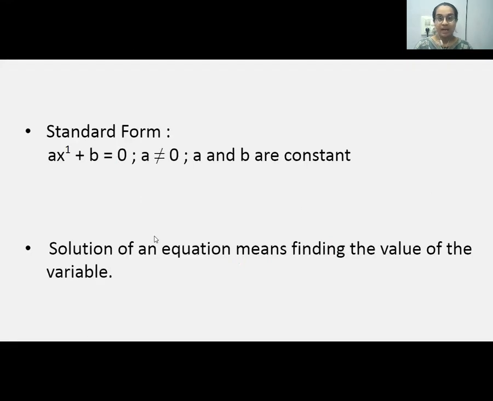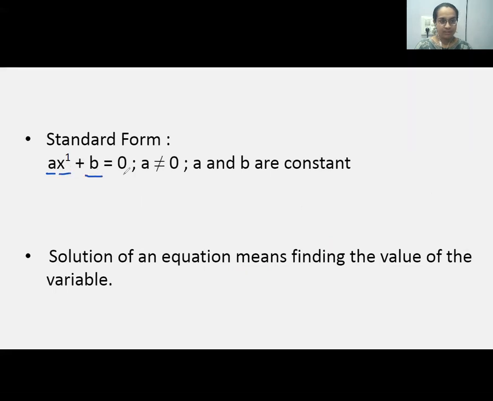Moving to next, how we can write it in the standard form. Standard form, ax raised to 1 plus b is equal to 0, where a, the constant along with the x variable, is not equal to 0. This condition is very important. I will show you it with an example. Where a and b are constant values, a fixed value. Now let's say in place of a, I write 3x plus 5 is equal to 0.